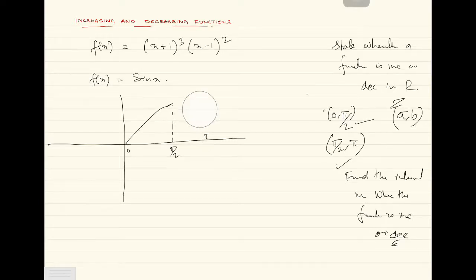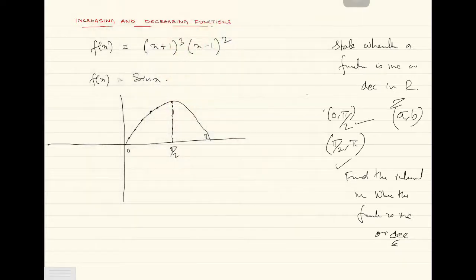Let me draw this graph properly, everyone. Okay, that's better. So I can see between 0 to pi by 2 that the function is increasing, isn't it? Yes. But what is happening is, when the function is increasing, if I draw tangents at any point between 0 to pi by 2, let me draw only two tangents just to show you.